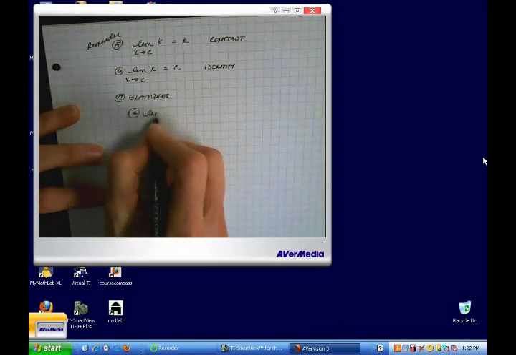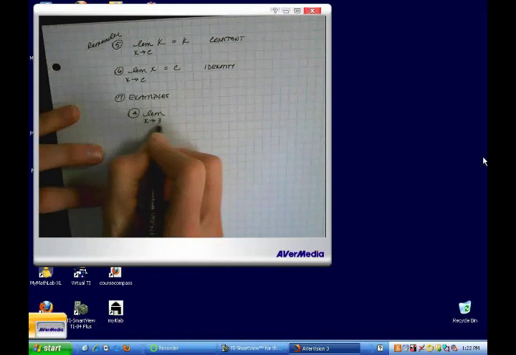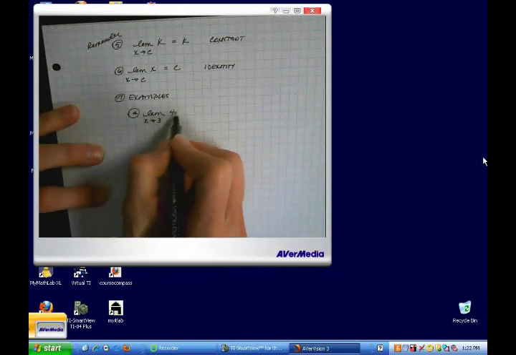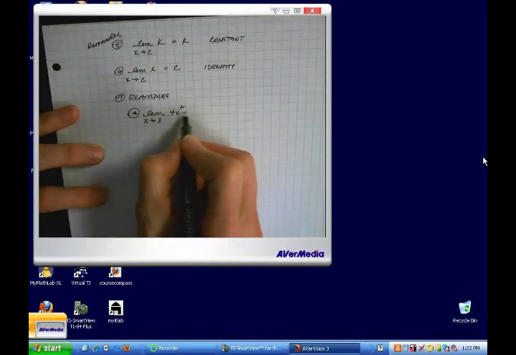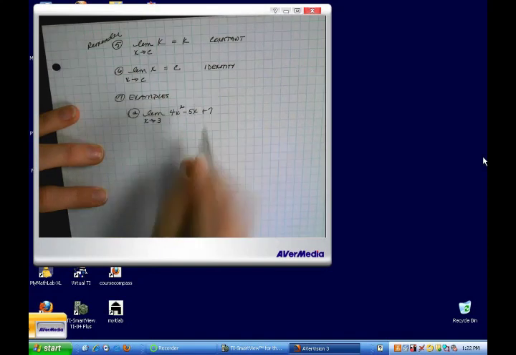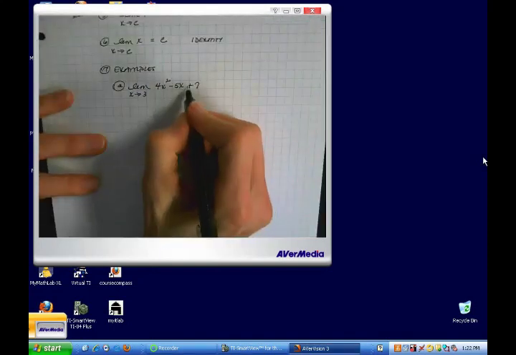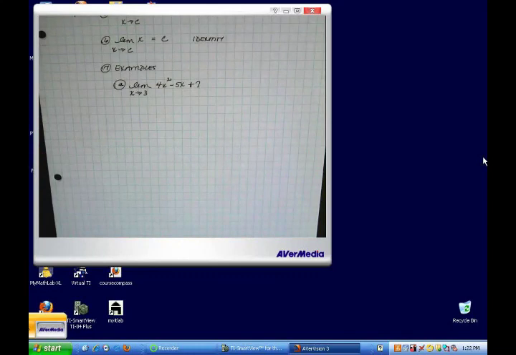Part A. Suppose they ask me, what is the limit as x is approaching 3 of this function, 4x squared minus 5x plus 7? We can evaluate this very easily, but you're just kind of practicing the method so you can apply it to something hard.